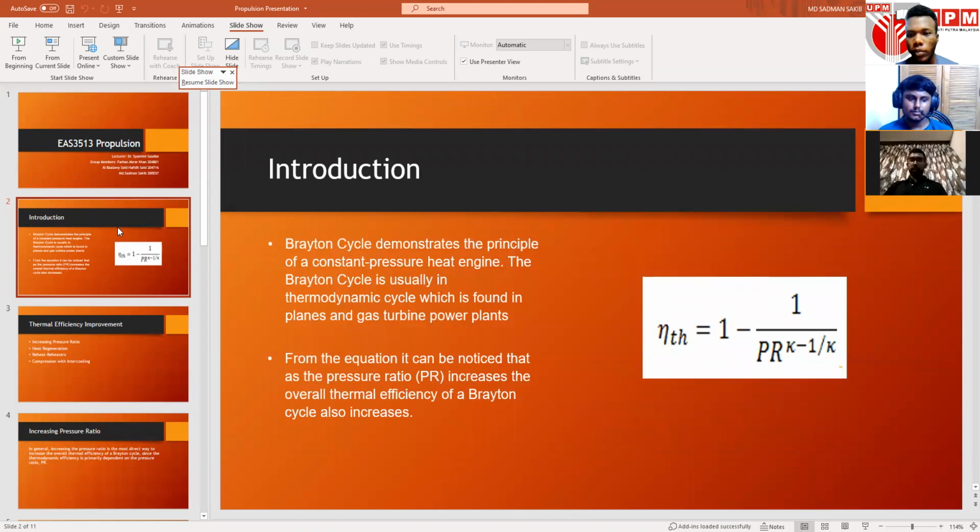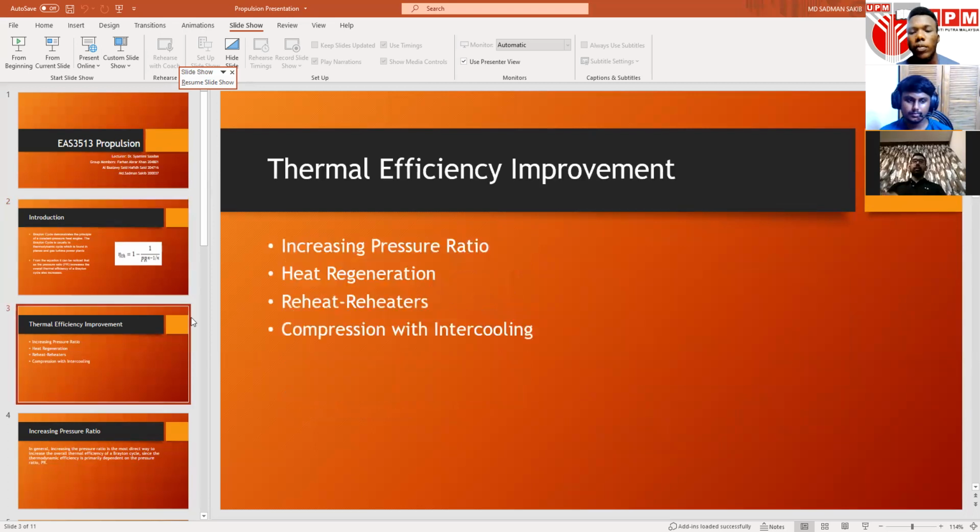So we'll be talking about the Brayton cycle. The Brayton cycle demonstrates the principle of a constant pressure heat engine. It is a thermodynamic cycle usually found in planes and gas turbine power plants. From the equation beside, we can see that the overall thermal efficiency of the Brayton cycle increases as the pressure ratio increases. So I'll let Sakib continue the presentation.